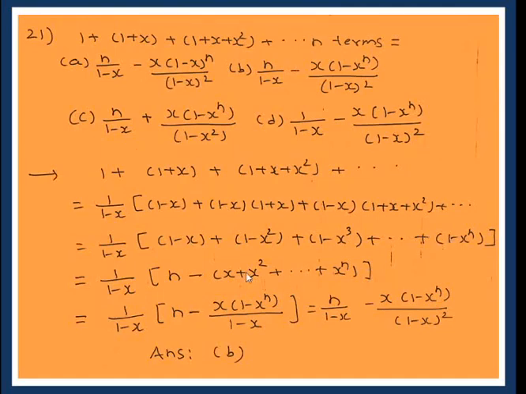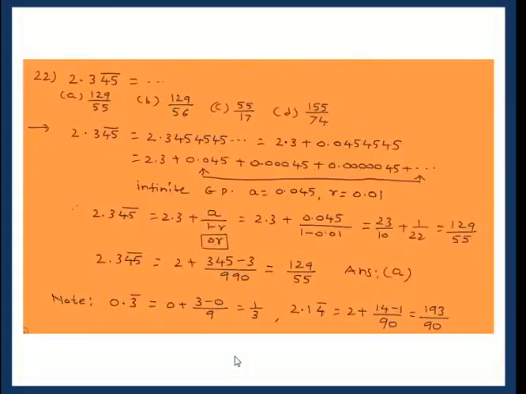raised to n. This is the sum of the first n terms of GP with first term x, common ratio x only. This is the formula. Open the bracket to get this as the final answer. Remember, 1 minus x into 1 minus x is not 1 minus x square. It is square of 1 minus x. So the correct option is B, Bombay.